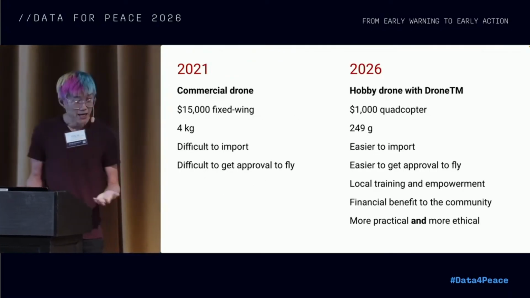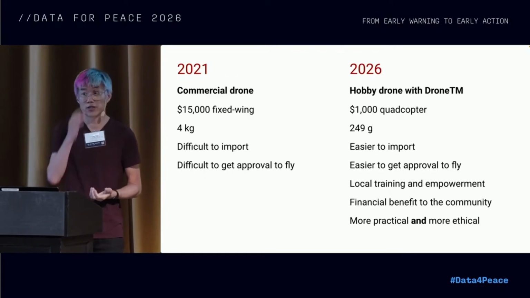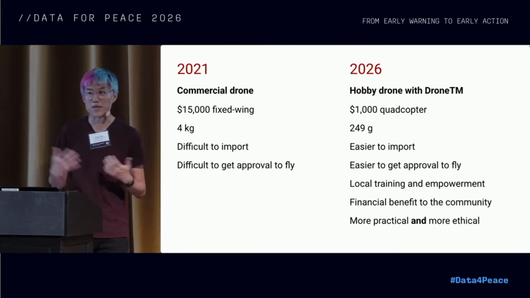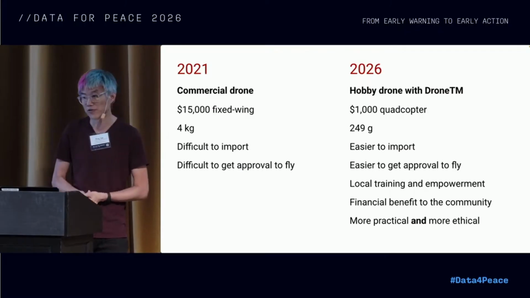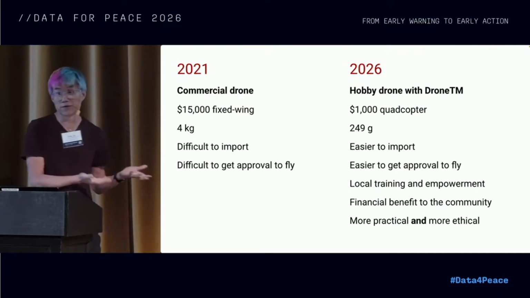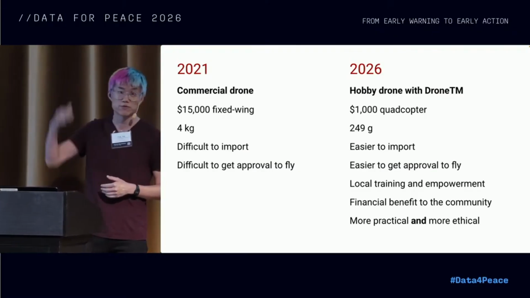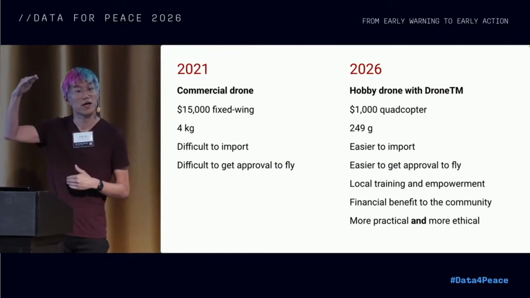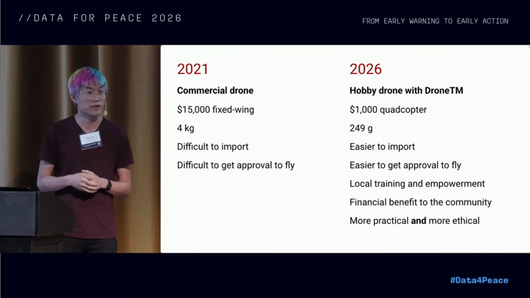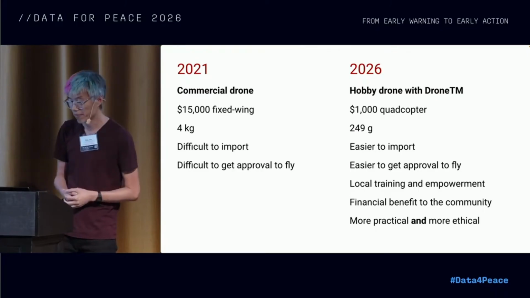So where we are today is with Drone Tasking Manager, we're able to collect and enable residents to collect high-resolution imagery with an inexpensive quadcopter weighing under 250 grams. That's an important threshold for regulations. So under 250 grams is a special class of aerial vehicle that's easier to accept.